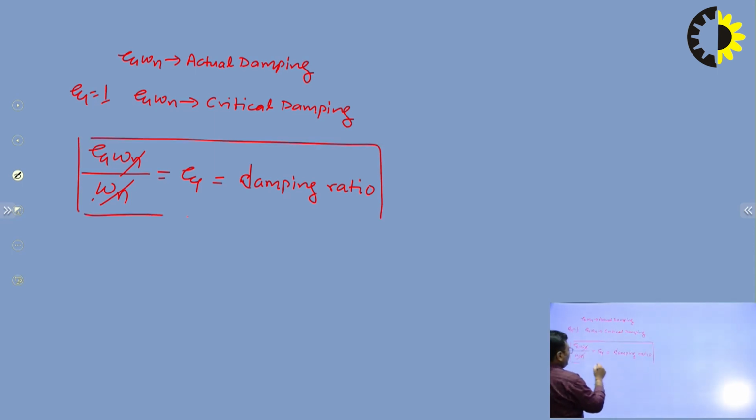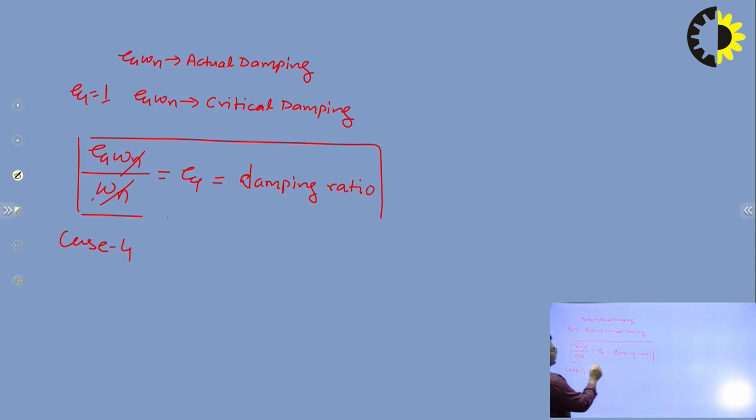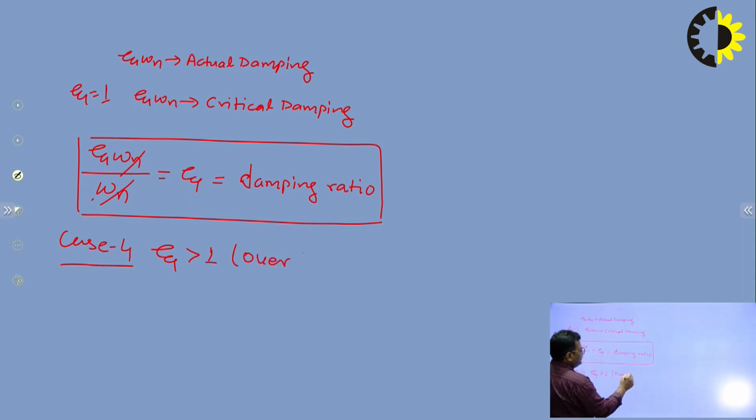So, now we have discussed the three cases. First, if zeta is in between 0 and 1, that is the case of underdamped. In the second case, zeta is equal to 0, that is the case of undamped. In the third case, zeta is equal to 1, that is the case of critically damped. And the last case, case 4, will be for zeta greater than 1, that will be the case of overdamped systems.